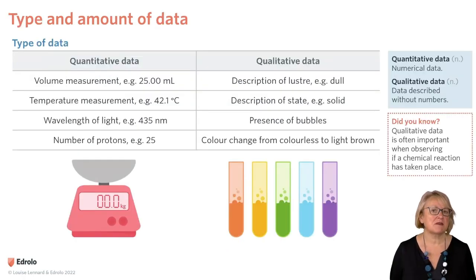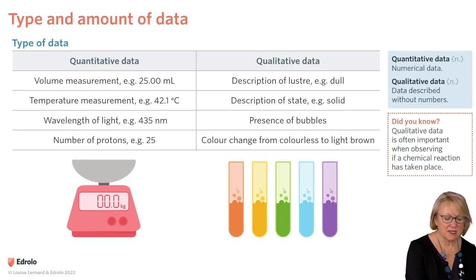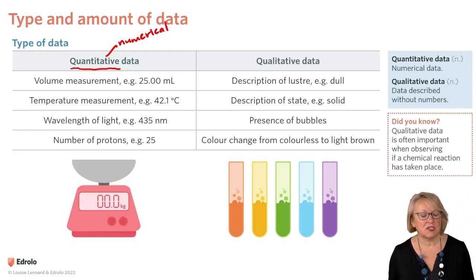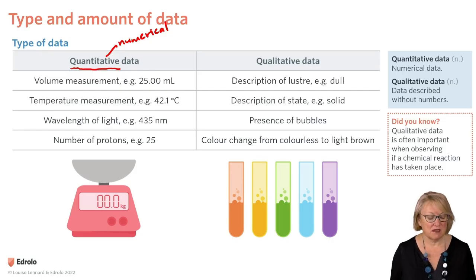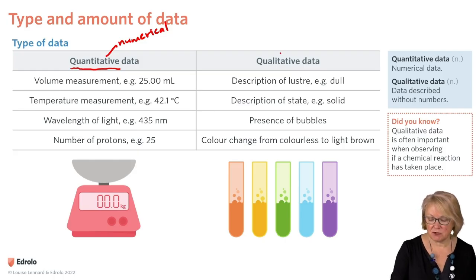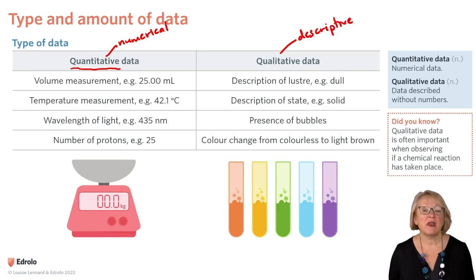Okay, we also want to think about the type and the amount of data that we're collecting. Quantitative data is numerical data, so involves numbers. So that could be volume measurements, temperature measurements, the wavelength of light, or counting the number of protons in an atom. Qualitative data is descriptive, it's non-numerical, and it's quite important.